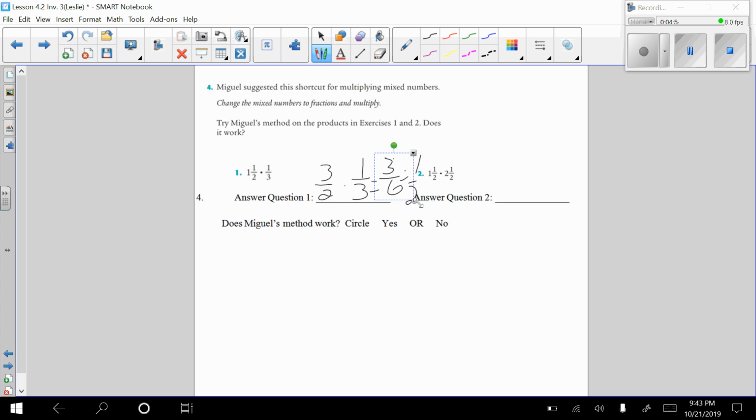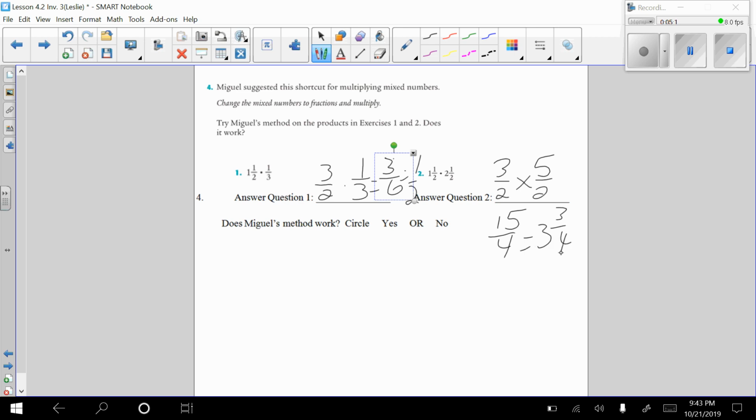So, looking at number 2, 1 1/2 times 2 1/2. Again, using the same method we've already used seems to work the best. Change them to improper fractions and multiply. So this would be 15 over 4, which would give me 3 3/4.